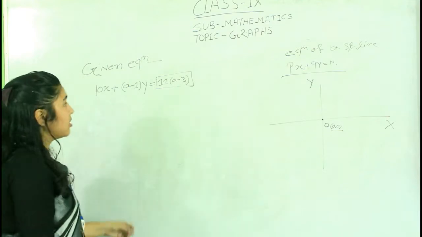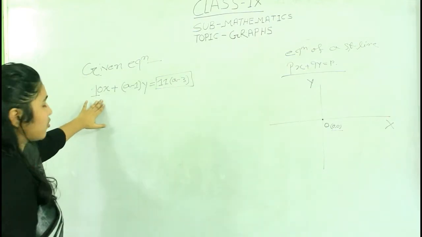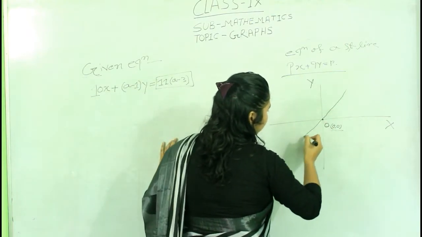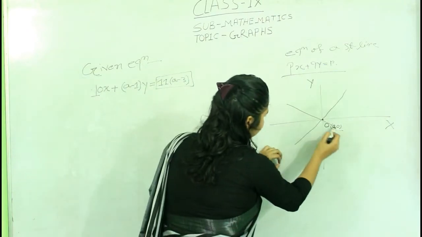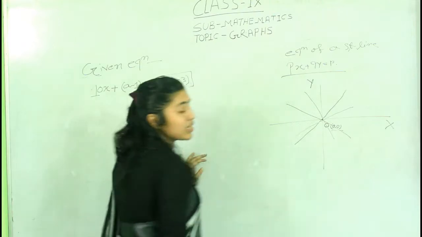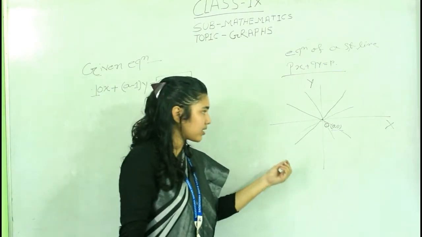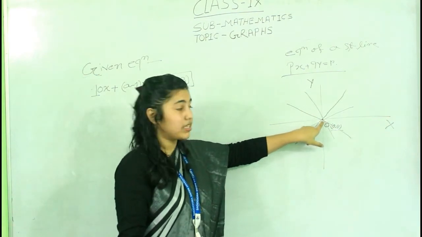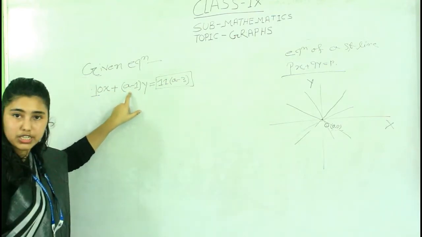Now in our question, this equation passes through the origin. That means maybe this is the equation, or maybe this, or this. There are an infinite number of possibilities. But the important fact is that all straight lines pass through the origin. That means this point 0, 0 will satisfy this equation.